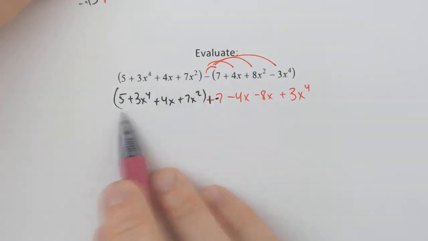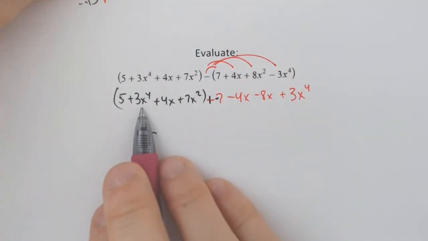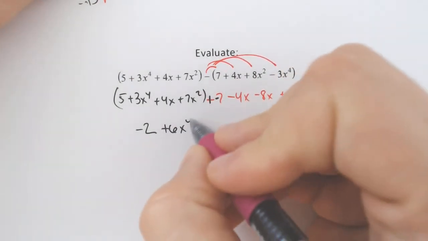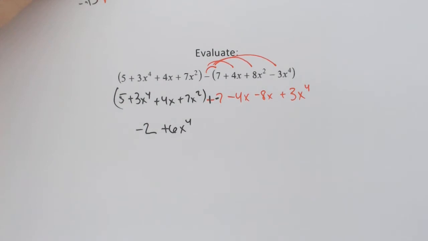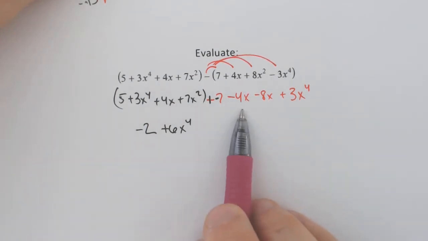So this would be 5 and negative 7 makes negative 2. And 3x to the fourth and 3x to the fourth makes 6x to the fourth, not x to the eighth. You do not add your exponents. And 4x and negative 4x, they just cancel each other out.